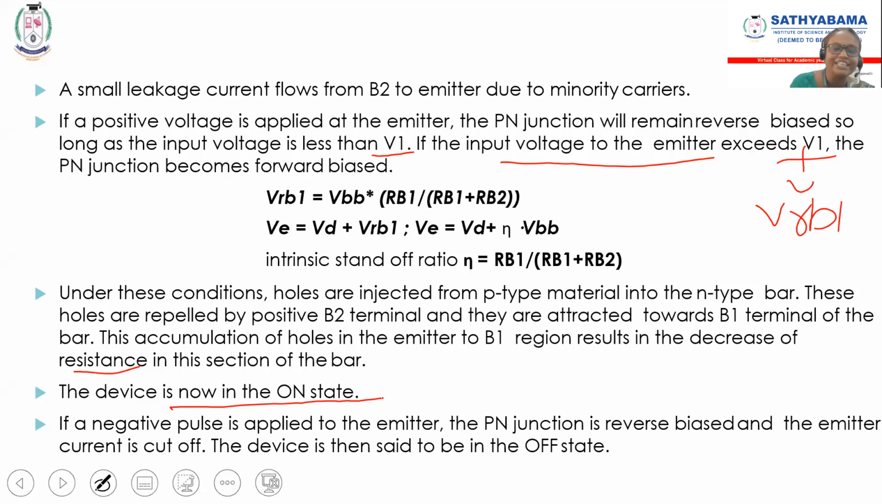Whenever my emitter voltage exceeds the base 1 voltage, holes will be injected from the p-type material into the n-type bar. Then the two layers carry the current, the current will flow, and with the application of voltage the resistance decreases and current flows. That's why we said it is a negative resistance characteristics device.